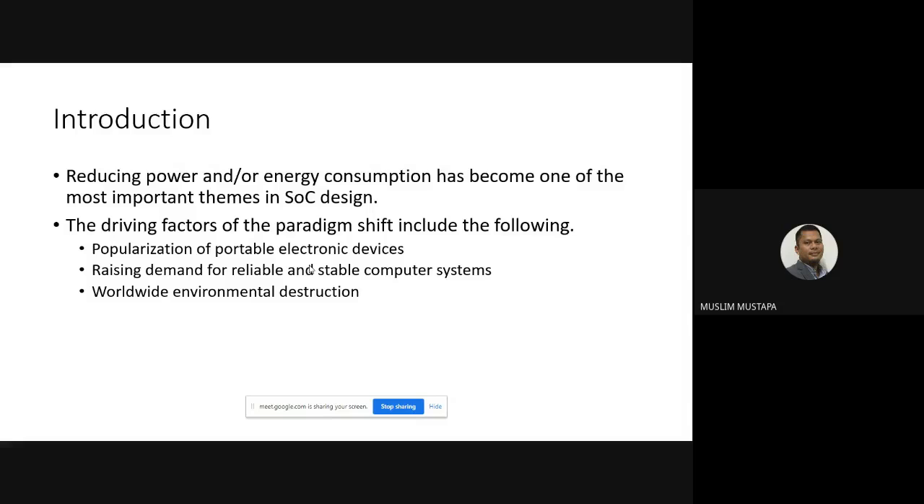Right. So you can see a lot of driving factors that drive the SoC design in this direction: trying to reduce power and energy. As we can see, the popularization of portable electronic devices has become a trend. People have multiple smartphones. People are using their smartwatch to track their activities. People upload their activities on social media, on Facebook. For example, you're just jogging 100 meters, and then you upload it. So activities done today have become a trend, right?